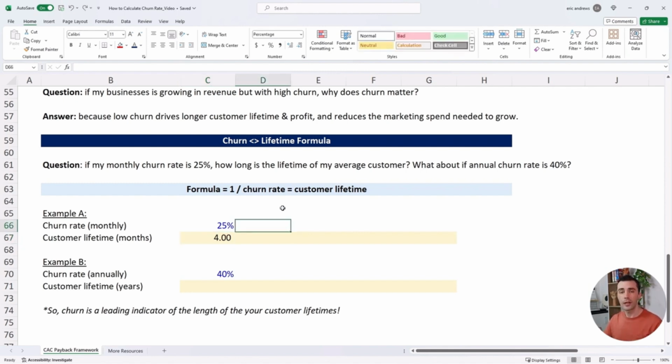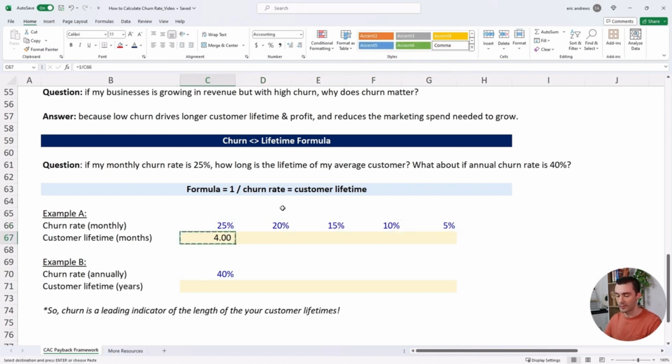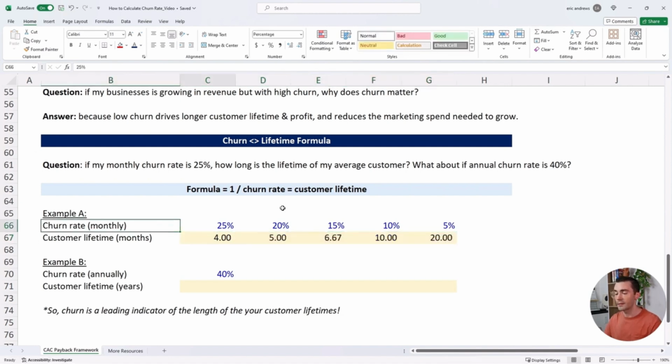So now let's look at a range of churn rates so you can see how much the churn lifts the customer lifetime. So let's look at these scenarios ranging from 25% to 5% monthly churn rate. Okay, so here you can see when you drop from 25 to 20% monthly churn rate, the average customer goes from a 4 to a 5-month lifetime. Then with another 5% drop, you get to a 6.7 month lifetime. When you get to a 10% monthly churn rate, the average customer has a 10-month lifetime. And if you can get to a 5% monthly churn rate, the average customer has a 20-month lifetime.